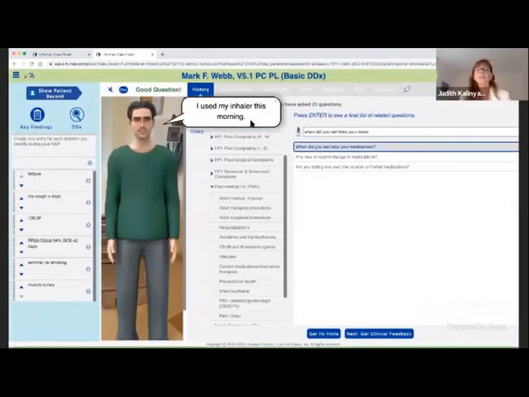When did you last use it? He used his inhaler this morning. So we've got that. So can someone just summarize what do we know about this patient so far?